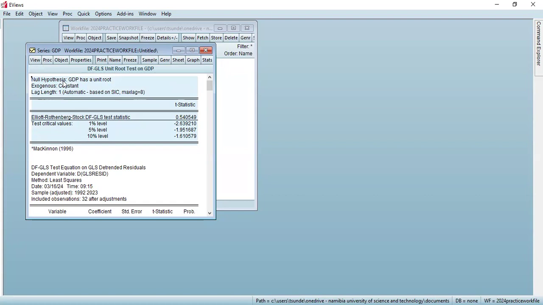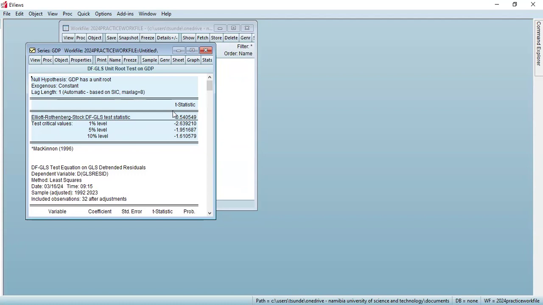The null hypothesis is given as GDP has a unit root. In other words, we are saying GDP is non-stationary. That is what that hypothesis is telling us: GDP has a unit root, or GDP is non-stationary. The automatic lag that was selected is one, and the maximum lag chosen is eight from this test. Then look at the t statistic. The t statistic for this test is 0.5.